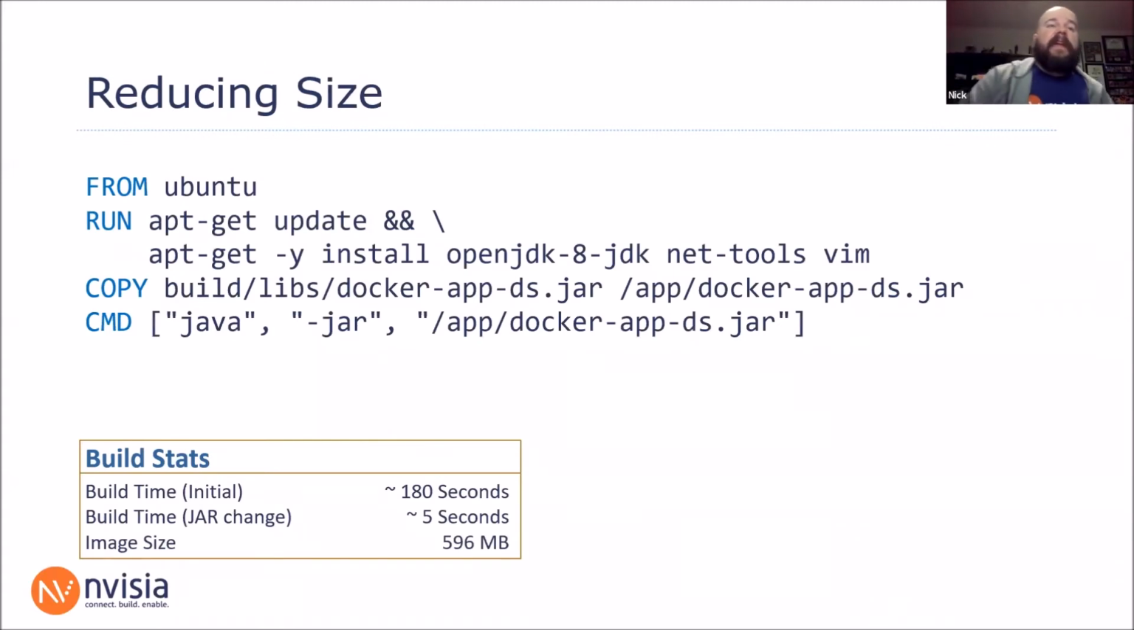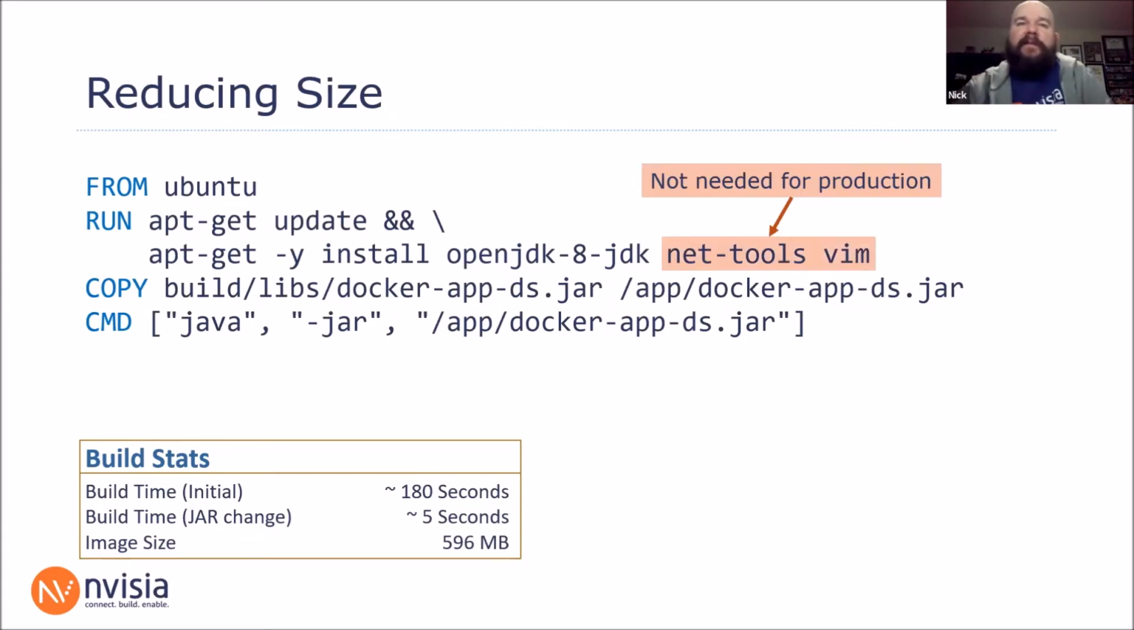All right, so when we look at reducing size, again, we're picking up where we left off. We've got our build time at 180 seconds for our initial, so the first time we run on a new machine, 5 seconds for jar changes, and about 600 megs for our image size.